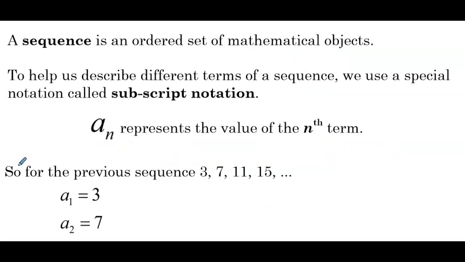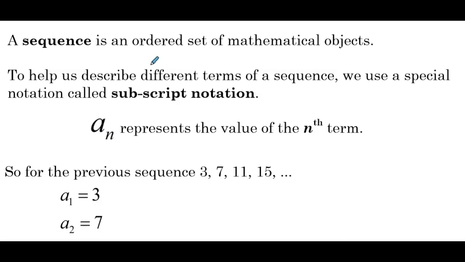So to formally define it, a sequence is an ordered set of mathematical objects. Put more plainly, it's an ordered list of things. In the first example, it was an ordered list of numbers. Could be a list of shapes, could be a list of symbols. Any of those would be categorized as a sequence.